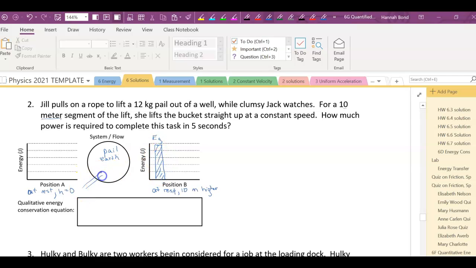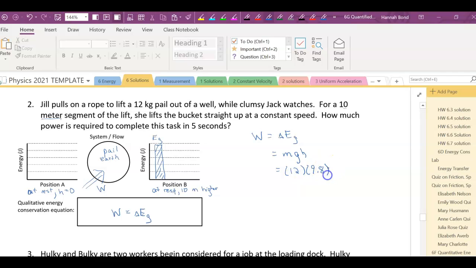That energy is there because Jill has done work on the pail by applying a force. And so the work that she's done has caused a change in the gravitational potential energy of the pail. And we'd like to know the power. And so in order to find the power, I first have to find the work. So the work is that change in the gravitational energy, which is the mass times g times the height. It's a 12 kilogram pail.